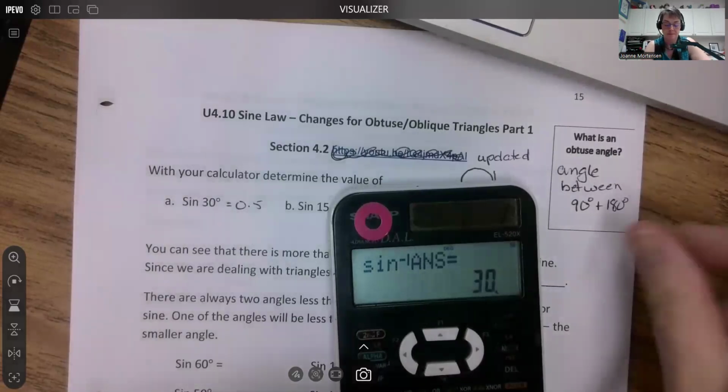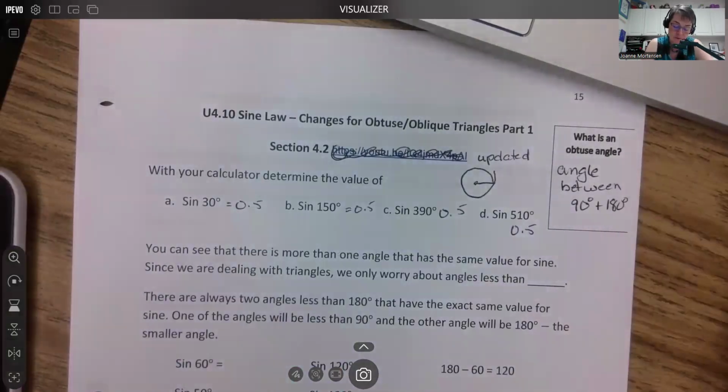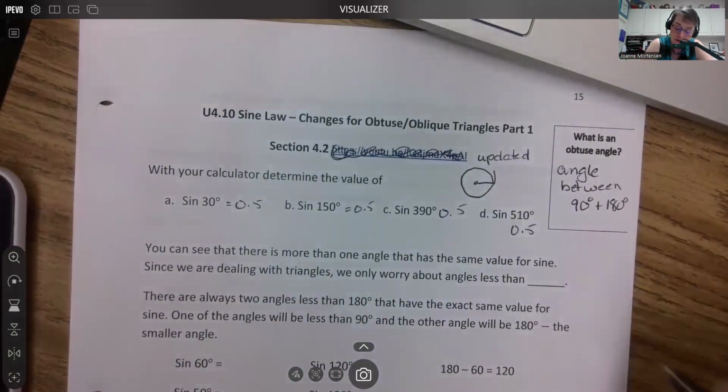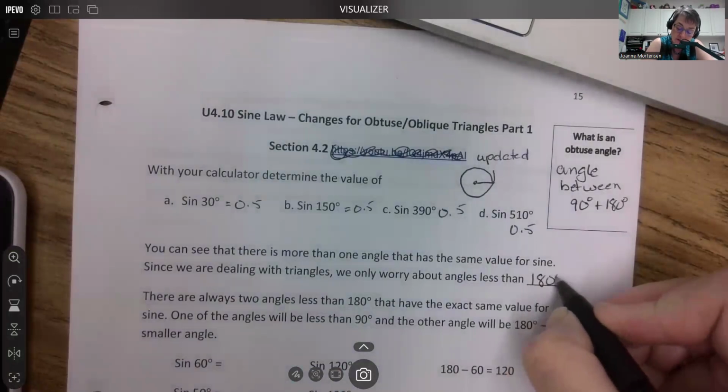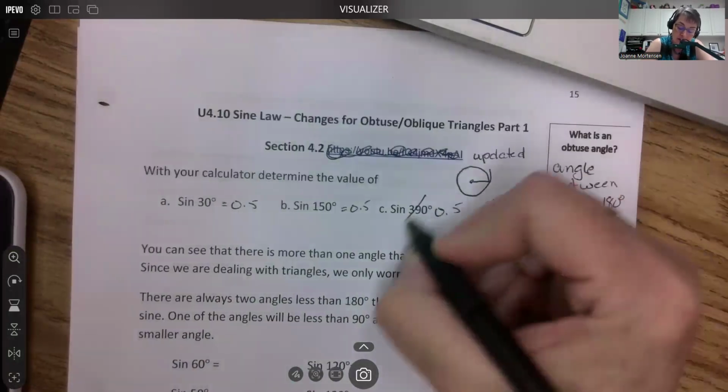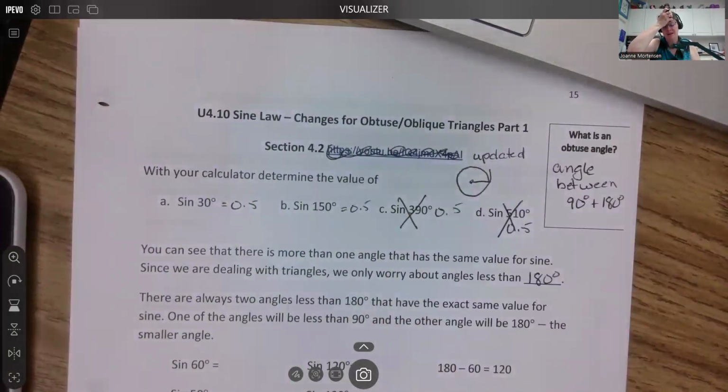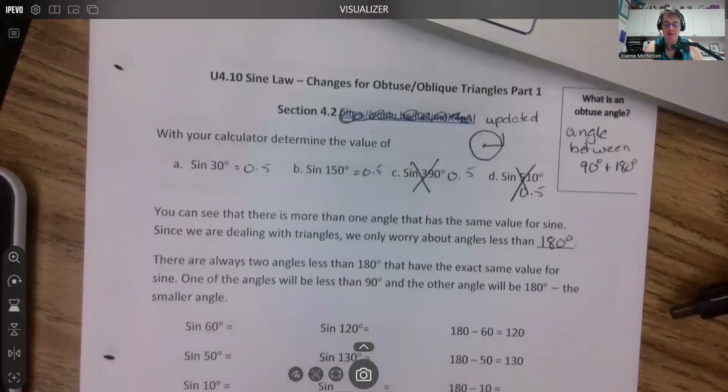It's easy. You can see there's more than one angle that has the same value for sine. Since we're doing triangles, less than what is the sum of the angles in a triangle? Yeah, 180 degrees. So those are never going to be your issue. So there's always going to be two angles less than 180 that have the same value.